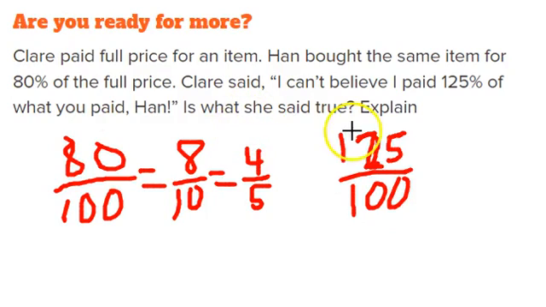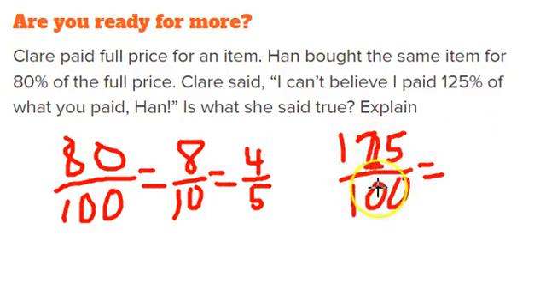Okay. Claire paid 125%. Well, that means that she paid the whole price and paid 1/4 more than what Han did. Well, quick look at this. This looks like it would only be 20% difference, right? Because 100% minus 80% would get you 20. So that would seem right. But here's a reason why it's not.